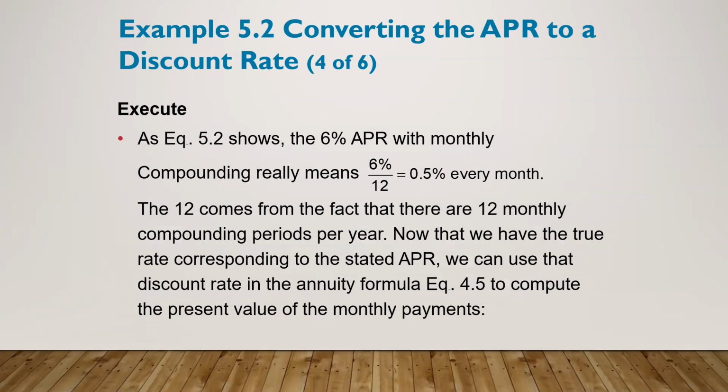As equation 5.2 shows, the 6% APR with monthly compounding really means 6% over 12, equal 0.5% every month. The 12 comes from the fact that there are 12 monthly compounding periods per year. Now that we have the true rate corresponding to the stated APR, we can use that discount rate in the annuity formula, 4.5, to compute the present value of the monthly payments.